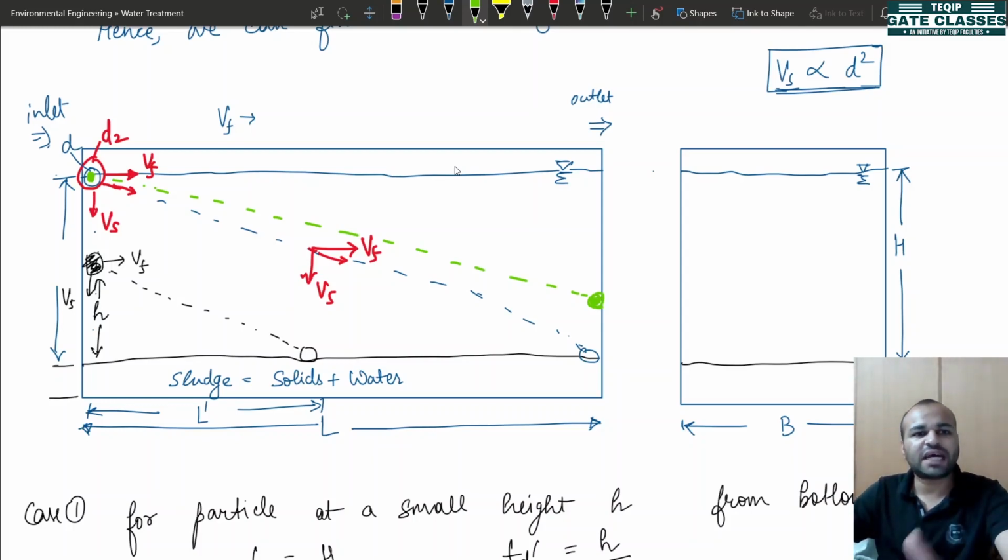Because we have assumed initially that we will be considering only those particles to be removed that will be reaching the bottom of the settling zone. But considering that the outlet is from the top surface, let us say there is a pipe here, whether this particle will be able to escape this? No. So there is a slight issue in this case.